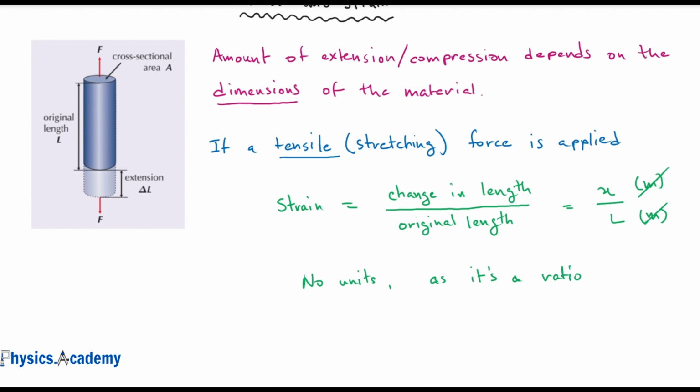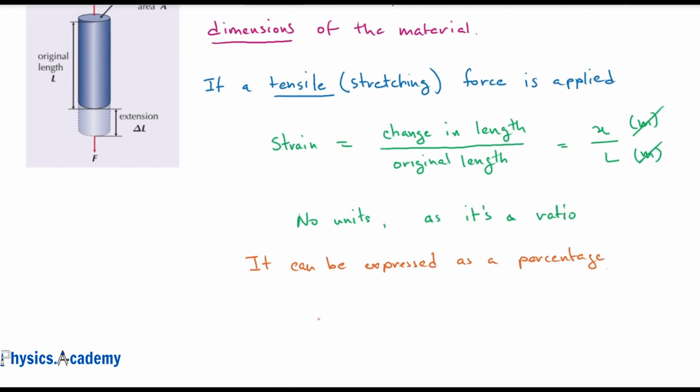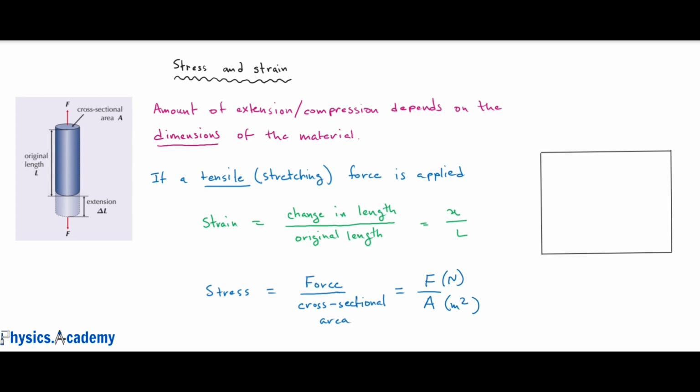So strain is usually expressed as just a number, and it can also be expressed as a percentage. And if you are applying a tensile force, the value of that strain is going to be positive. But if it's a compressive force, the strain ends up having a negative value. So, the main thing to remember about stress and strain is that stress causes strain, which means that when you're applying a force over a particular area, it will cause the material to go through a change in length.